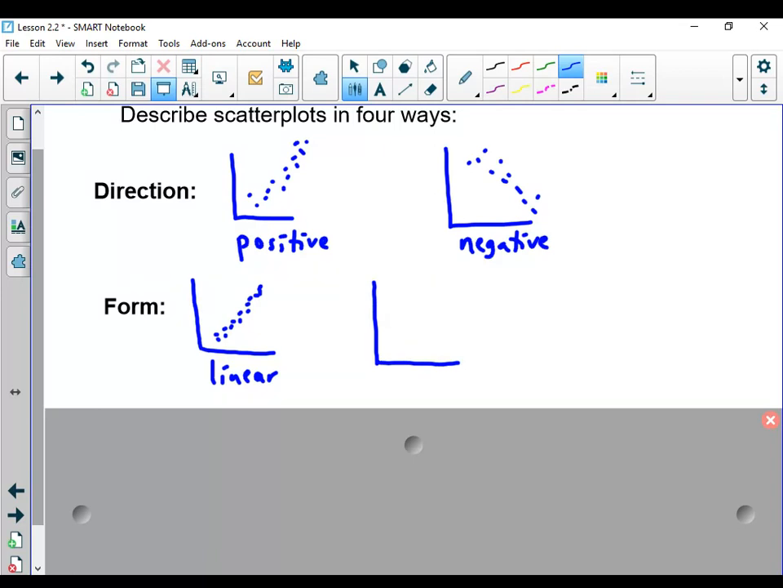Maybe you have a situation where you have something like this, where the values kind of go down and then they go back up. What's that look like? Parabola. So that form would be considered a quadratic.